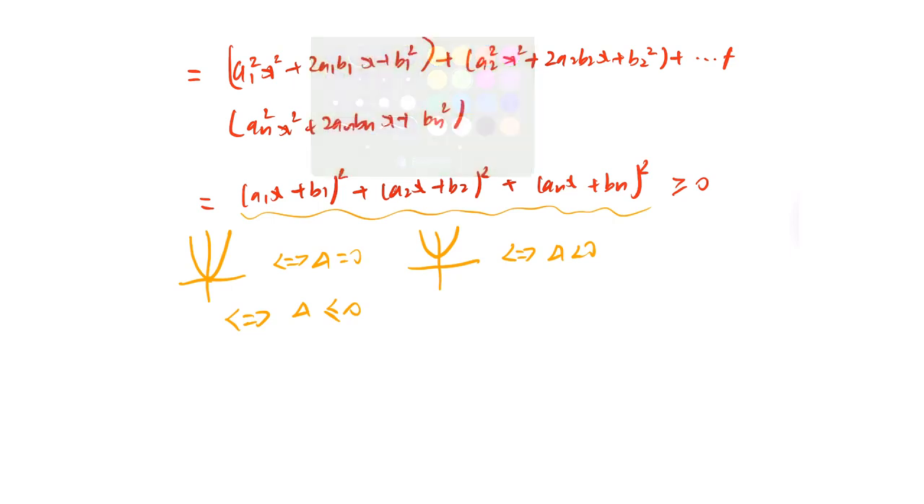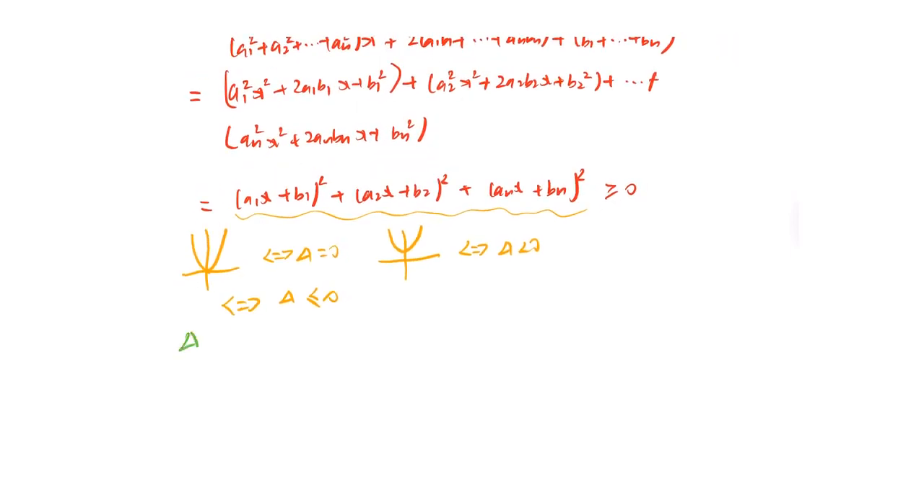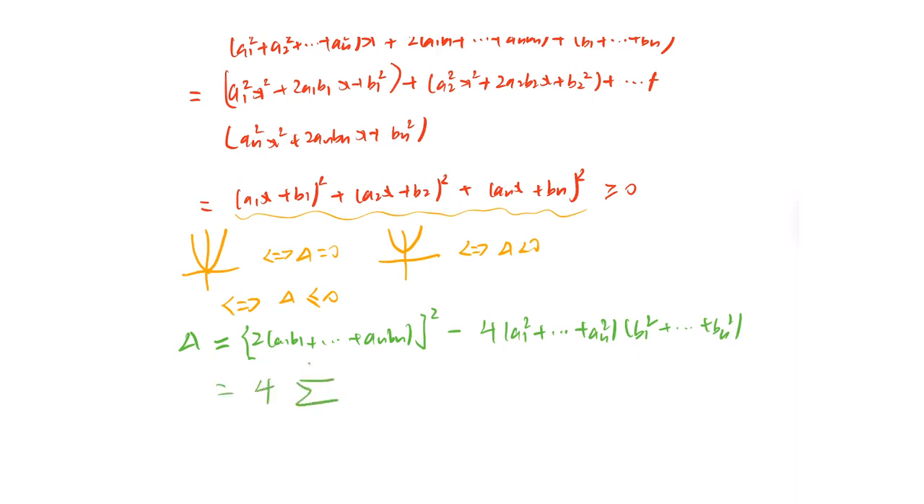And therefore, the discriminant of this entire polynomial equation is equal to (2 times a1 b1 plus all the way up to an bn) squared minus 4 times (a1 squared plus all the way up to an squared) times (b1 squared plus all the way up to bn squared), which will be equal to 4 times the summation of ai bi, squared, minus 4 times the summation of ai squared times the summation of bi squared.